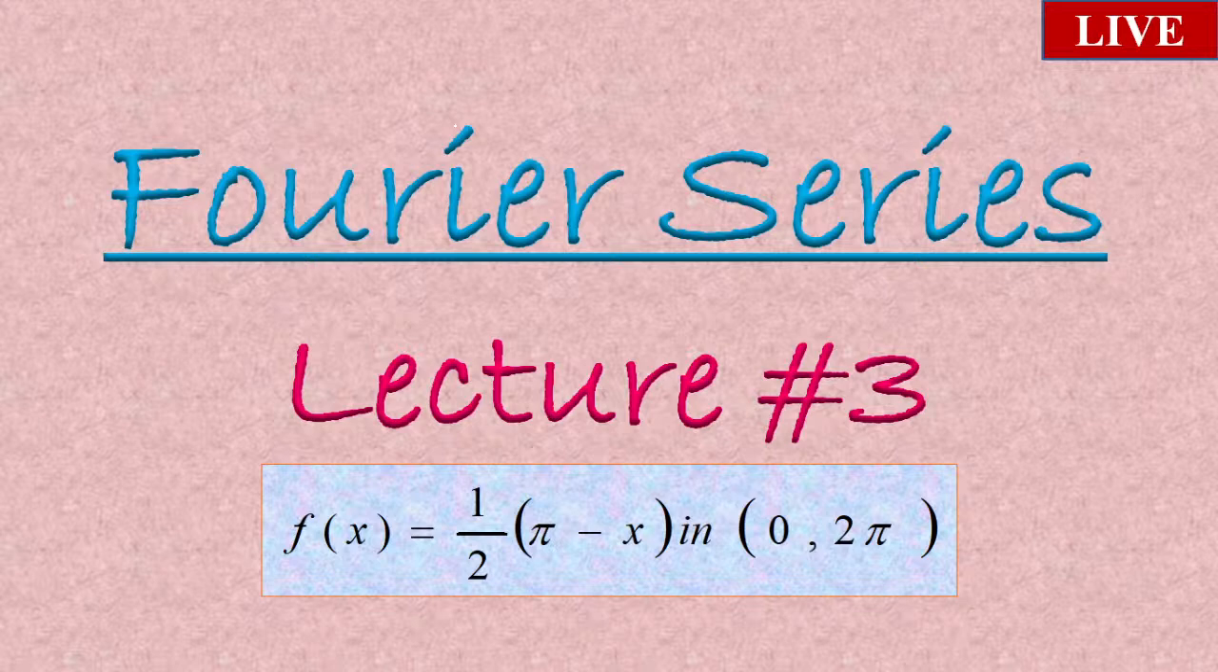Fourier series in pi form. That is, we have to take f of x is equal to 1 by 2 times (pi minus x) in the interval 0 to 2 pi, and let me see how to expand this function as a Fourier series in the given interval.